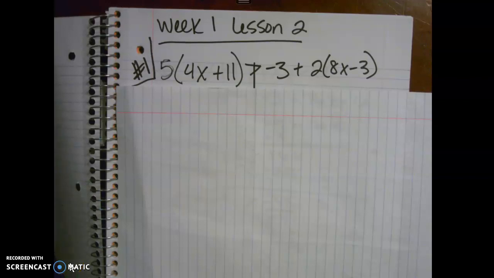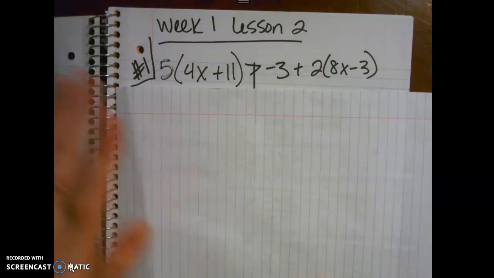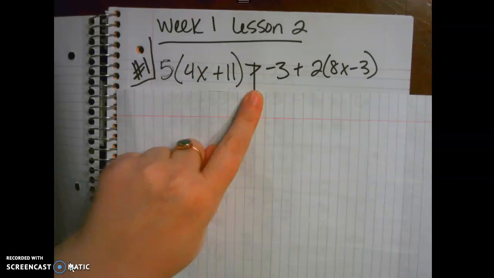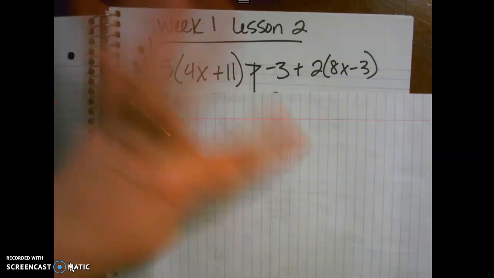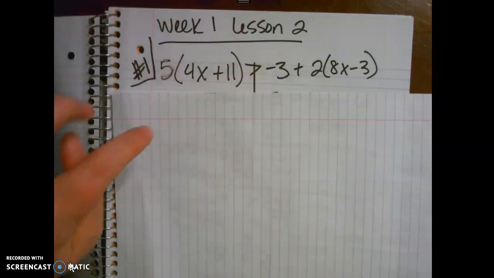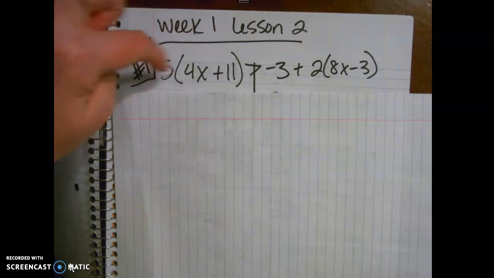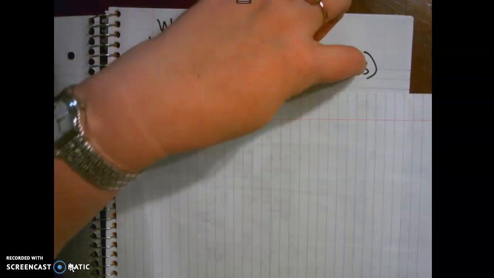Okay, here is week 1, lesson 2. So here's problem 1. This one has to do with inequalities, and it's got distribution again. It's the exact same thing, except we have to remember that if we're going to divide by a negative or multiply by a negative on either side, we have to remember to flip the inequality. So we're just going to multiply this over, nothing happens here, and multiply this over.